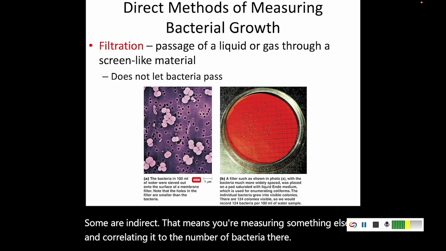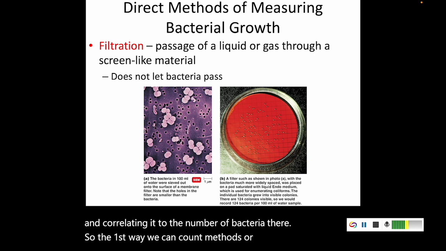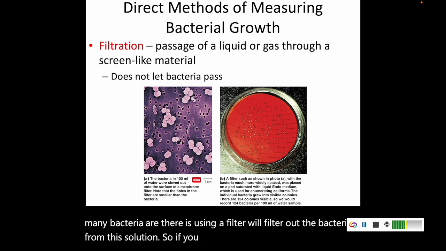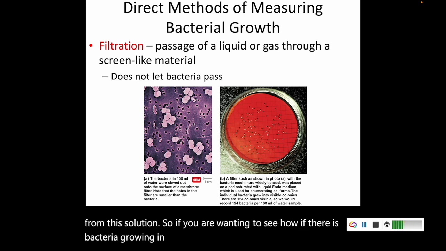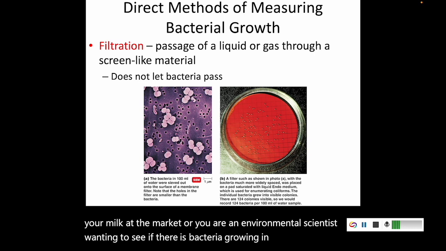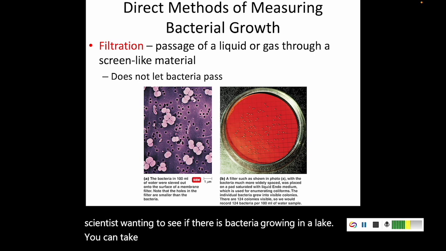So the first way we can count how many bacteria are there is using a filter. We'll filter out the bacteria from the solution. So if you are wanting to see if there's bacteria growing in your milk, you're a dairy farmer trying to sell your milk at the market, or you are an environmental scientist wanting to see if there's bacteria growing in a lake. You can take a sample of that milk or that lake water and pass it through a filter.